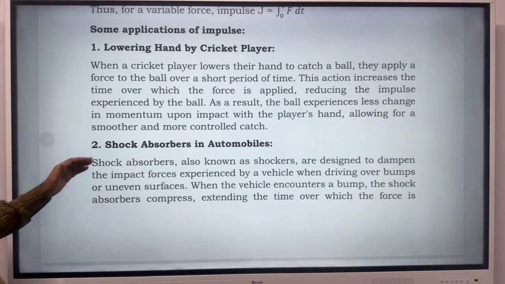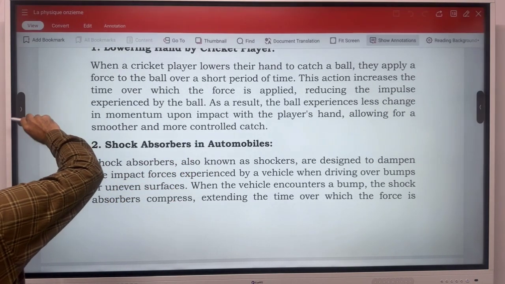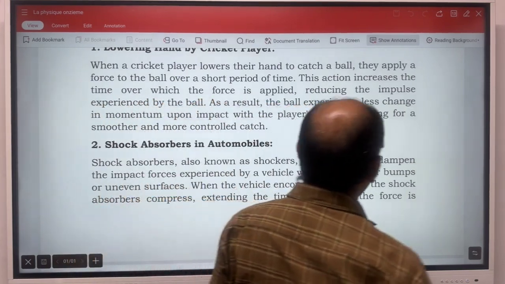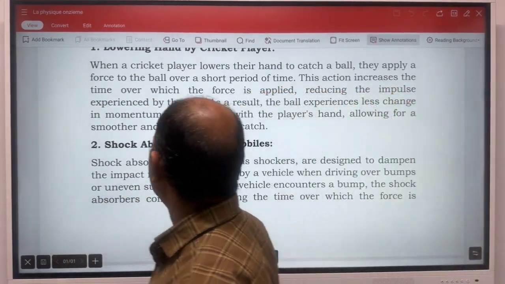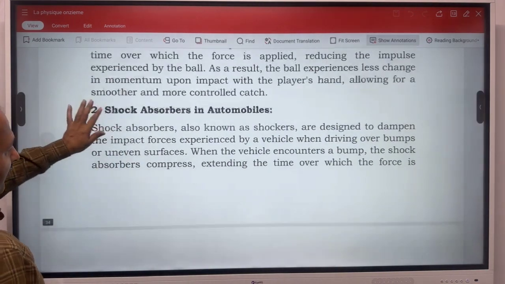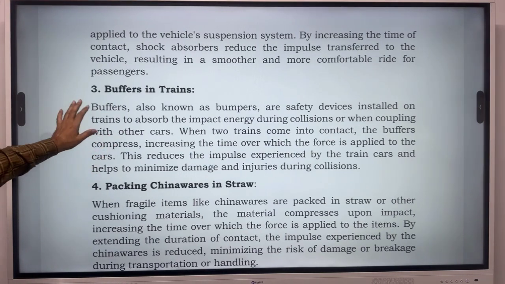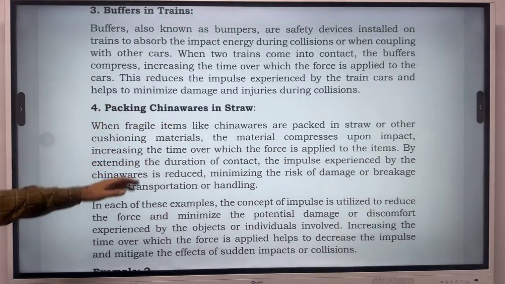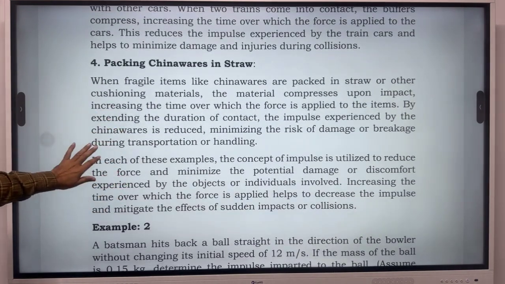Okay, another, shock absorbers in automobiles. You know, shock absorbers are provided in all types of vehicles. Whenever there are bumps, the impact of force will be less. Buffers in trains also serve the same purpose. Then China wares are packed in straw so that they may not get damaged.